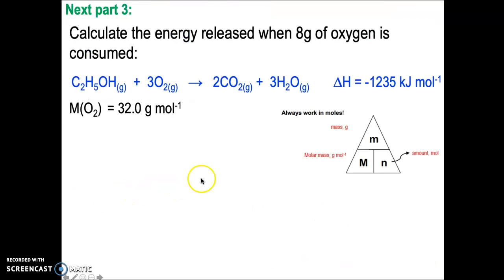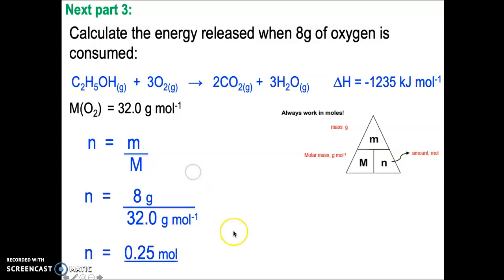Finally, we've got this third part to the question, which is to calculate the energy released when 8 grams of oxygen is consumed. Now notice we're still using the same equation. This equation applies for the whole of both reactants producing both products. So we're going to start, as we've done for the last two parts, calculating the amount, which is to take the mass over the molar mass, and that gets us 0.25 moles.